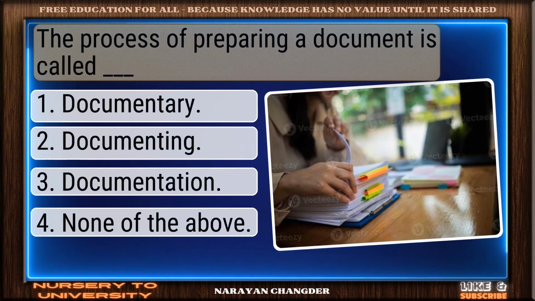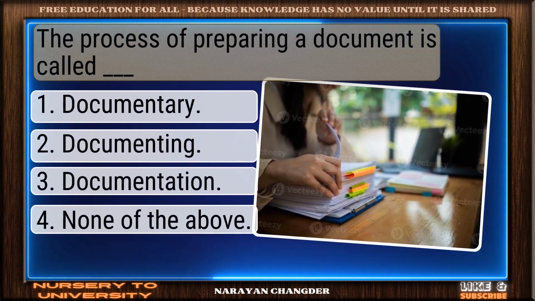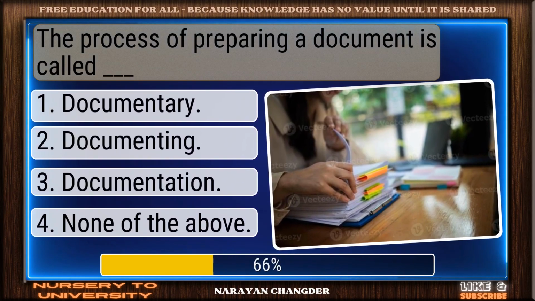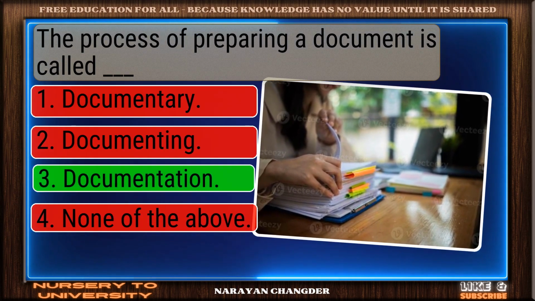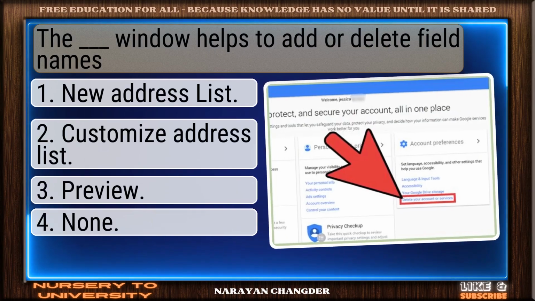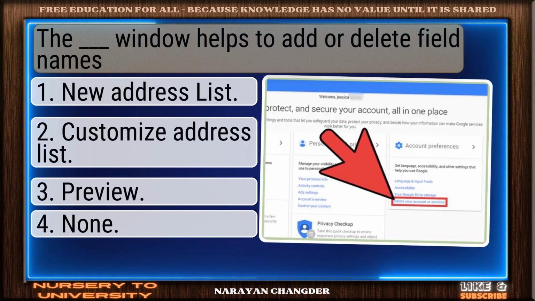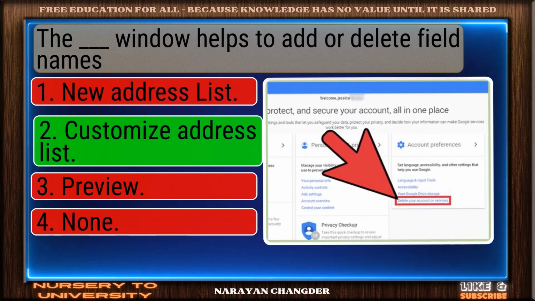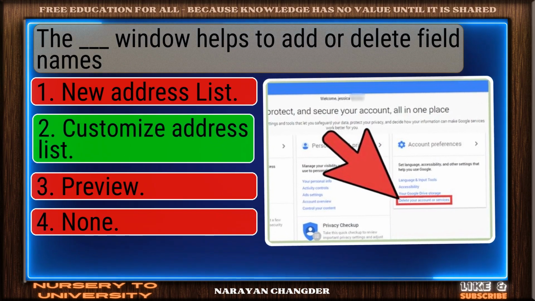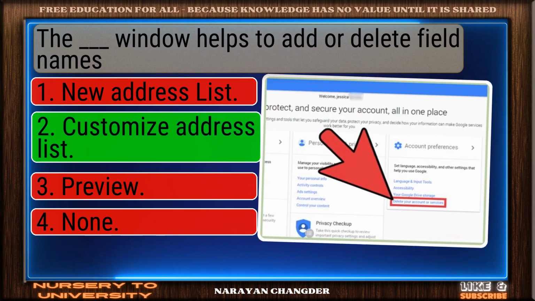The process of preparing a document is called Dash. You got it? Your choice documentation is right. The Dash window helps to add or delete field names. Sharp thinking. Customize address list is the right choice.